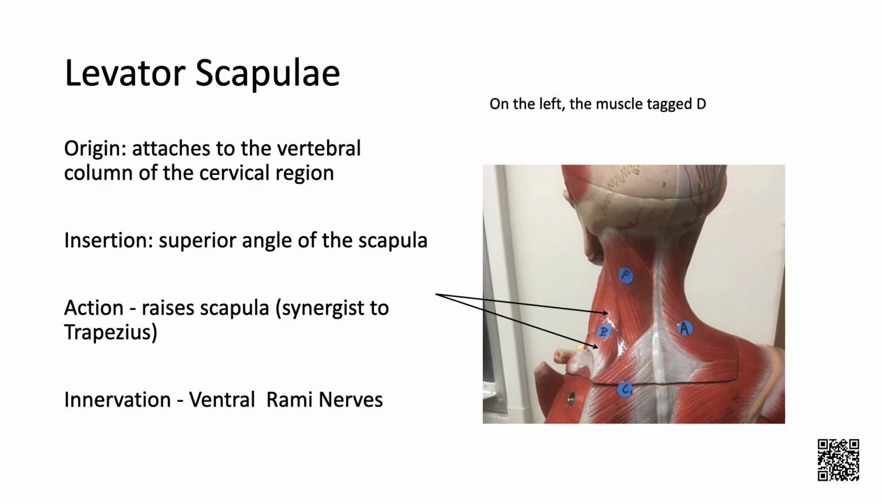Levator Scapulae originates from the cervical vertebrae and inserts on the superior angle of the scapula. Its job is to raise the scapula, working as a synergist to trapezius. Innervation, ventral rami nerves. Think of it as the elevator for your shoulder blade.